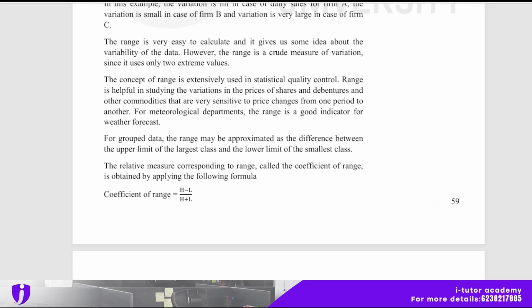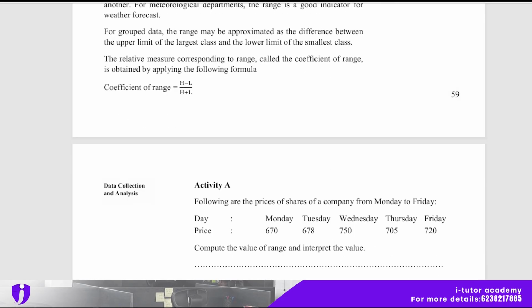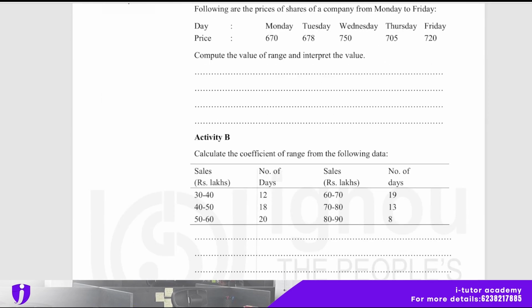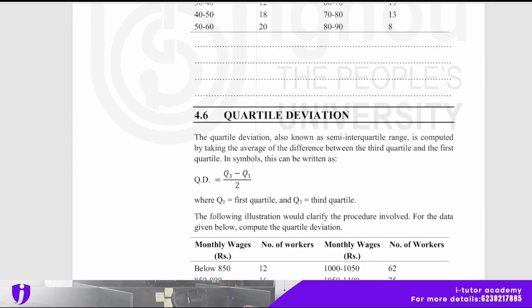The concept of range is extensively used in statistical quality control. Range is helpful in studying the variations in the prices of shares and debentures and other commodities that are very sensitive to price changes from one period to another. For the meteorological department, the range is a good indicator for weather forecast. For grouped data, the range may be approximated as the difference between the upper limit of the largest class and the lower limit of the smallest class.